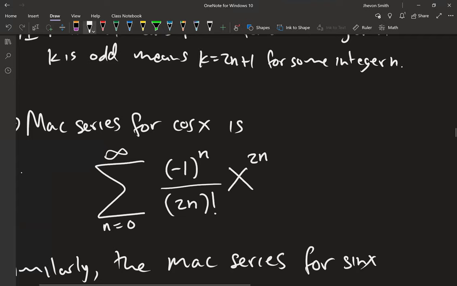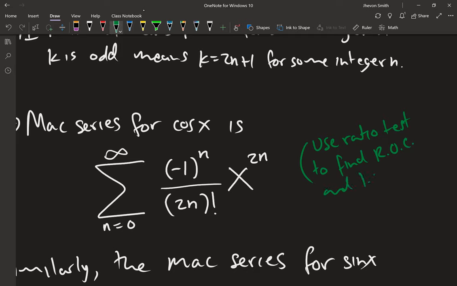which we should have found up here. Let me just mention here before, use the ratio test, always, obviously, to find the ROC and IOC. You will realize that it works on the entire real line.